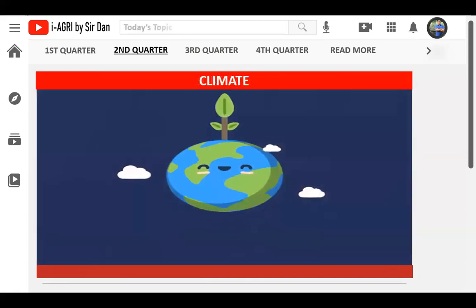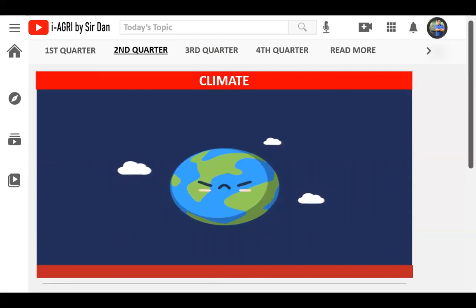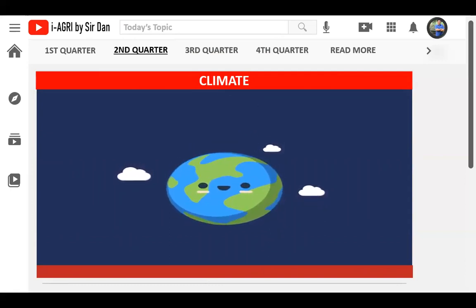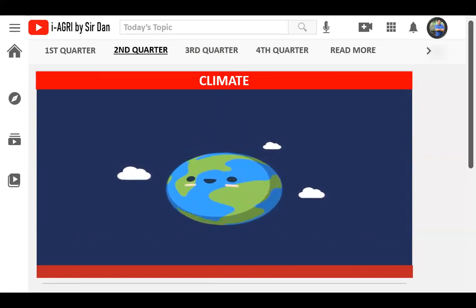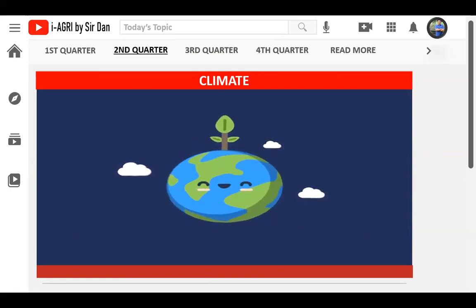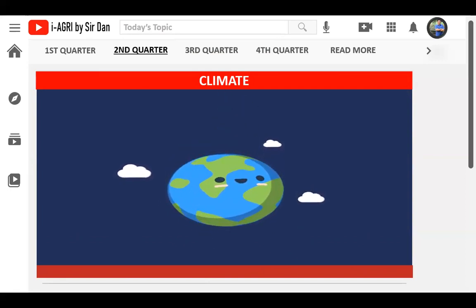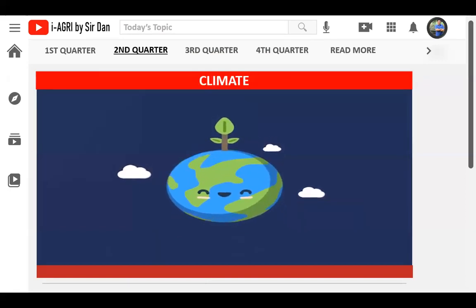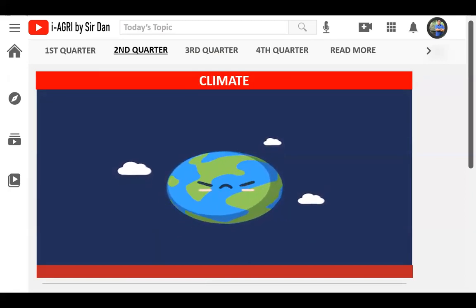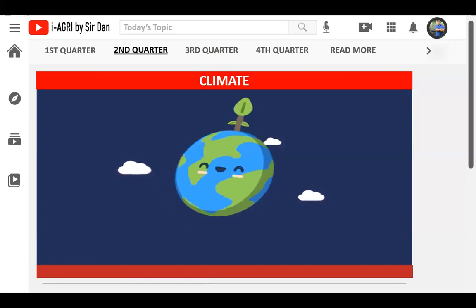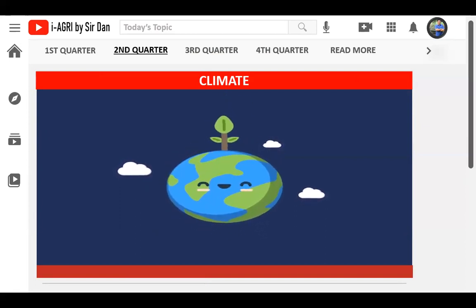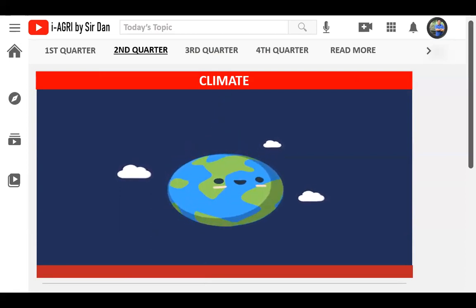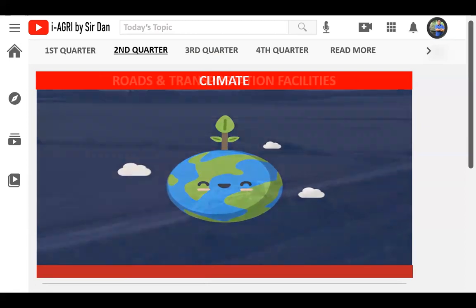Next, we have climate. Climate is one of the factors that affect the growth of the plants because climate is the typical weather pattern of an area. Water, temperature, light, and wind are the major components of climate. It is an important factor in the survival of plants. It plays a large part in determining the kind and number of plants that an area can support. The growth form of plants is also influenced by climate.